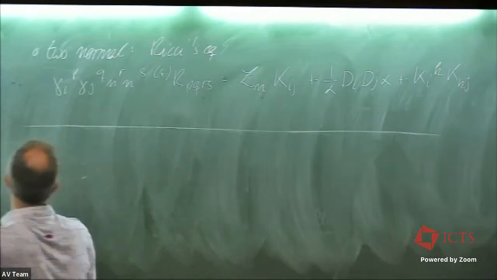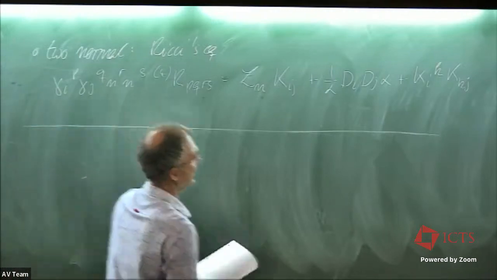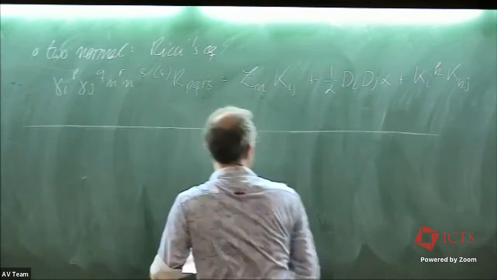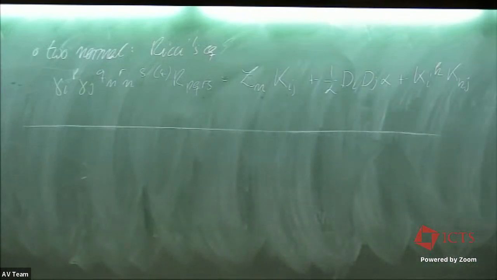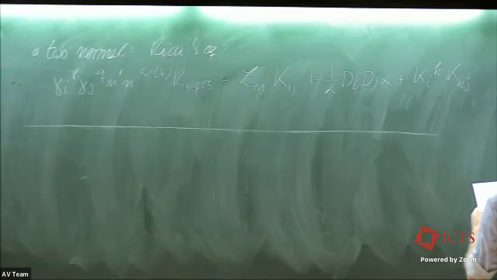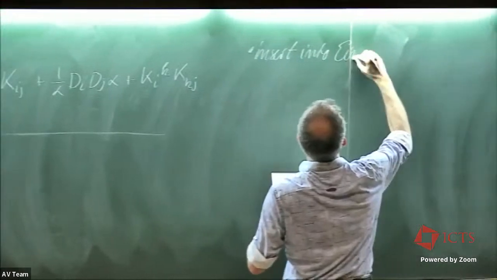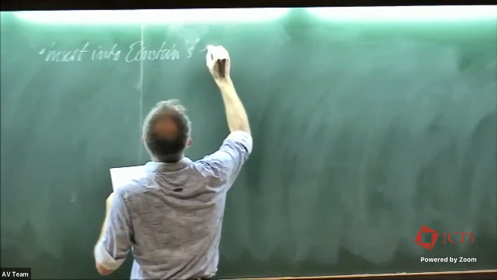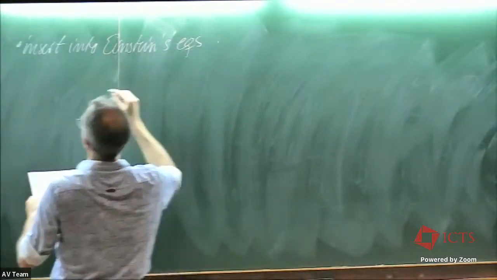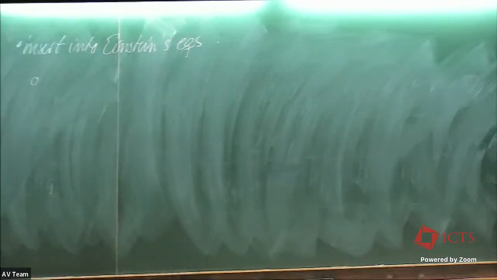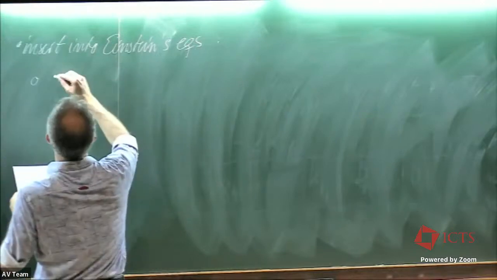Okay, and when we do that, we get the following. Actually, maybe I'll do it over here. So we finally insert this into Einstein's equations. And then we get, again, three types of decompositions: normal-normal, normal-space, and space-space. Okay. The normal-normal projection.